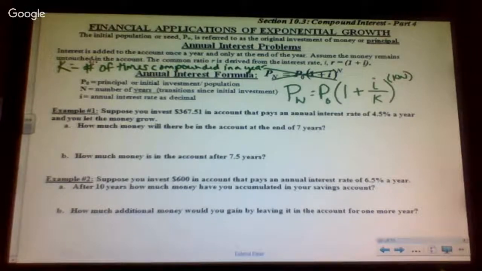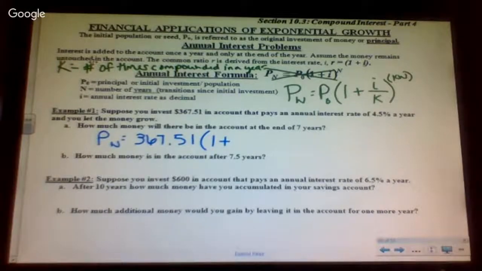All right. Suppose you invest $367.51 into an account that pays an annual interest rate of 4.5% a year, and you let the money grow. How much money will there be in the account at the end of 7 years? So we're going to set this up. P sub n. What goes in for P sub 0? That's your initial amount, $367.51. I'm putting $367.51 into my account. 1 plus. Why is it 1 plus? Because it's growing.